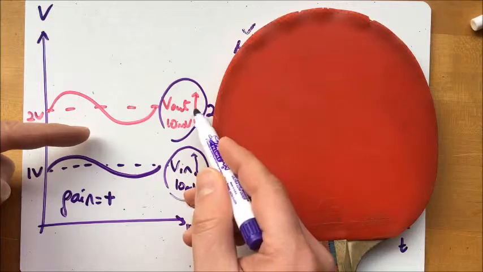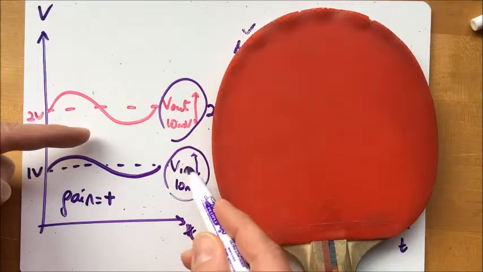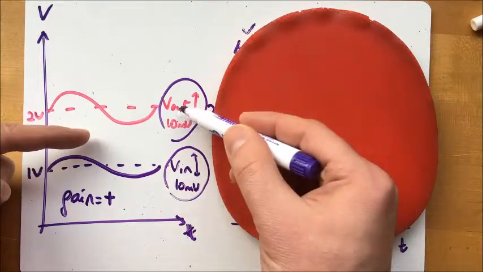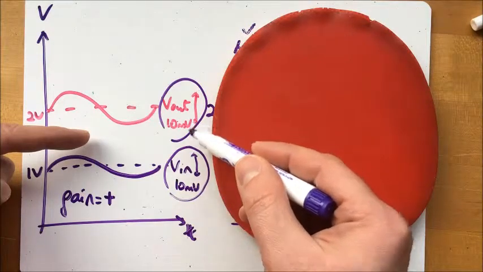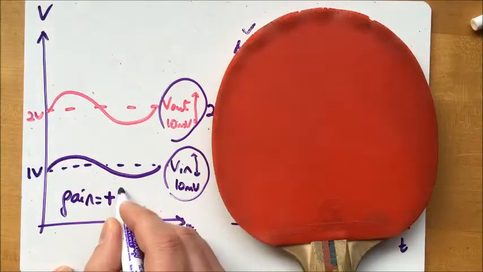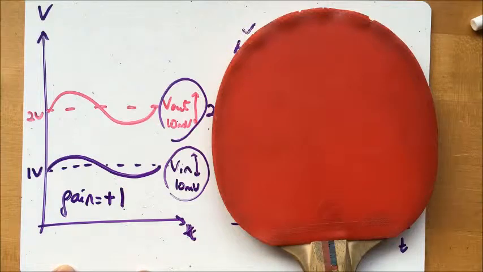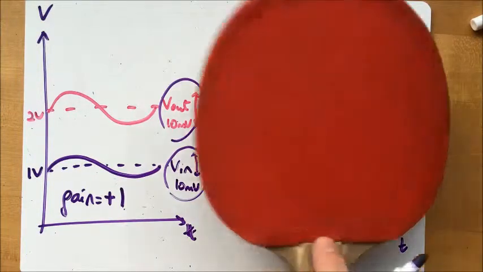How much is the output amplified from the input? So output divided by input. 10 millivolts, 10 millivolts, your gain is 1. You cannot say there is no gain. There is a gain and the value is 1. Now let's see what our ping pong racket is hiding.